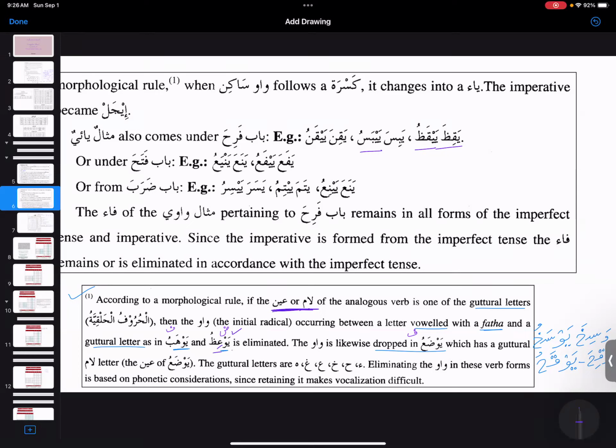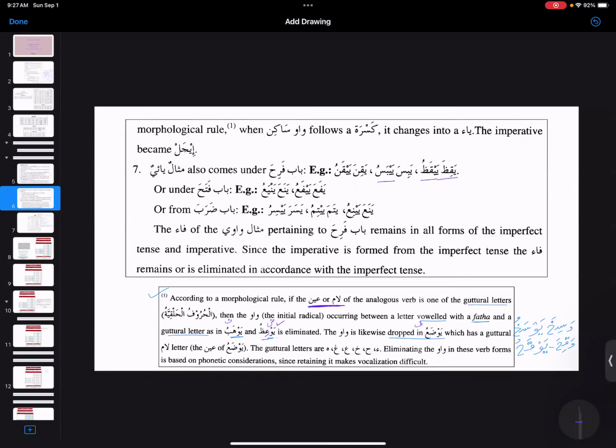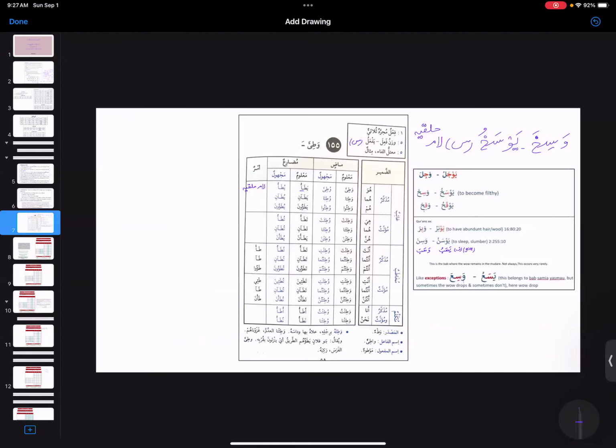So the waw is likewise dropped in yawda'u, which has a guttural letter lam. The guttural letters are these ones. The waw in these words is based on phonetic consideration, since retaining it makes vocalization difficult. So they are saying that this is just for the smoothness. But we see that this is not 100%, right? So now I put it over there for you guys.